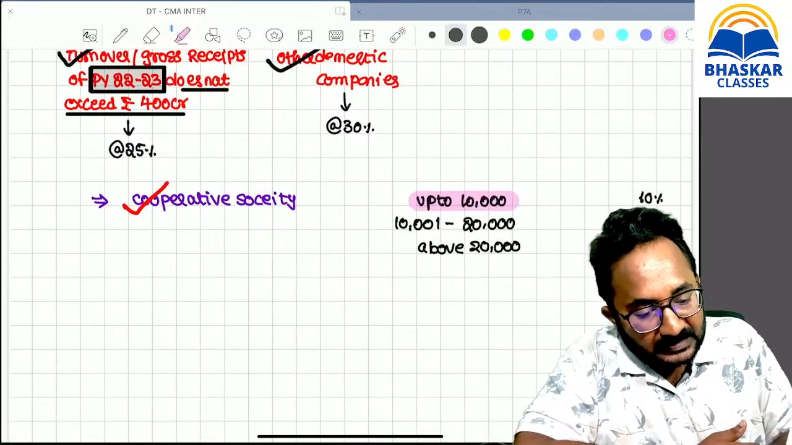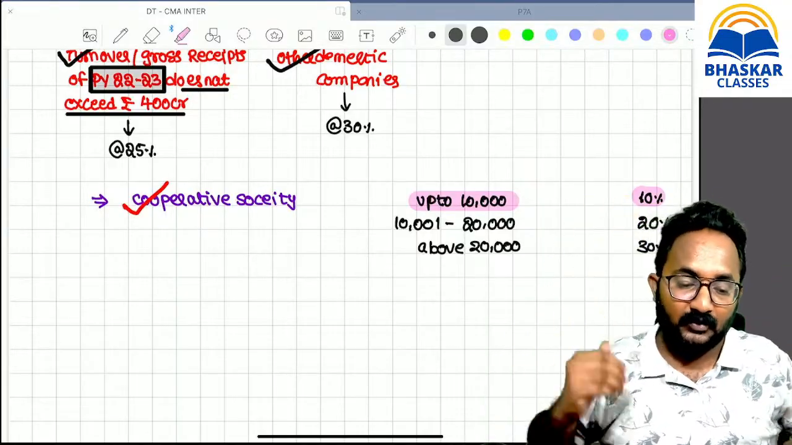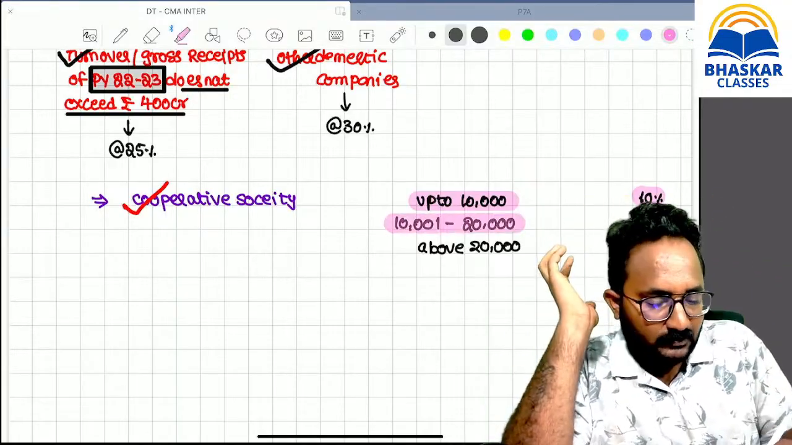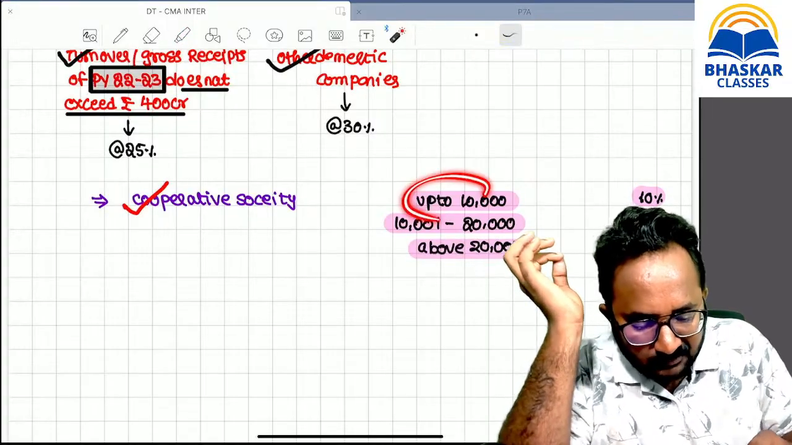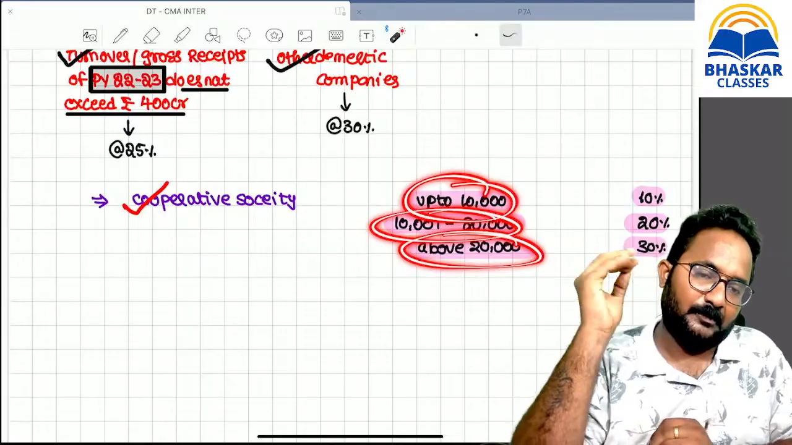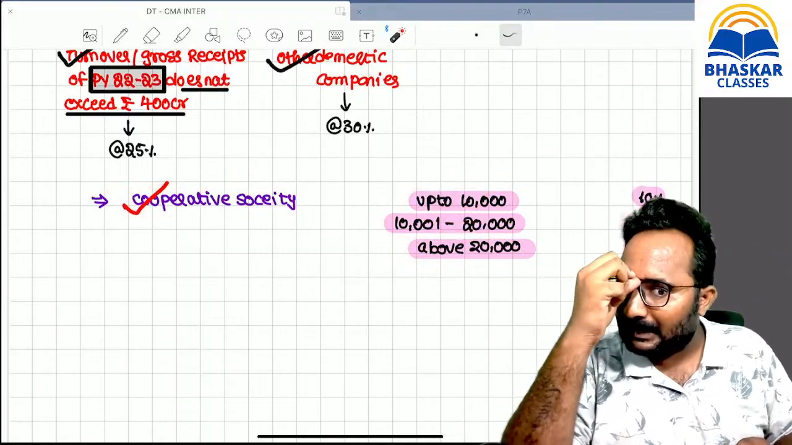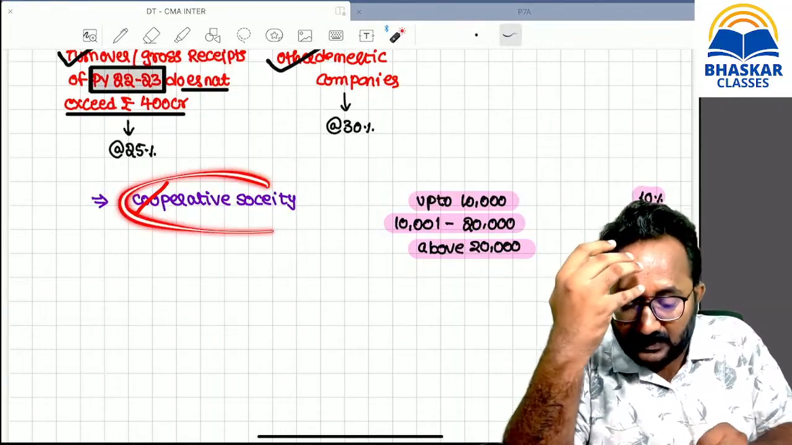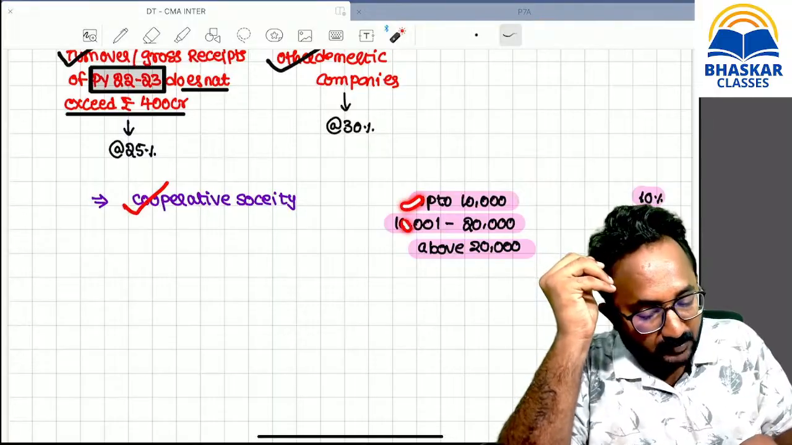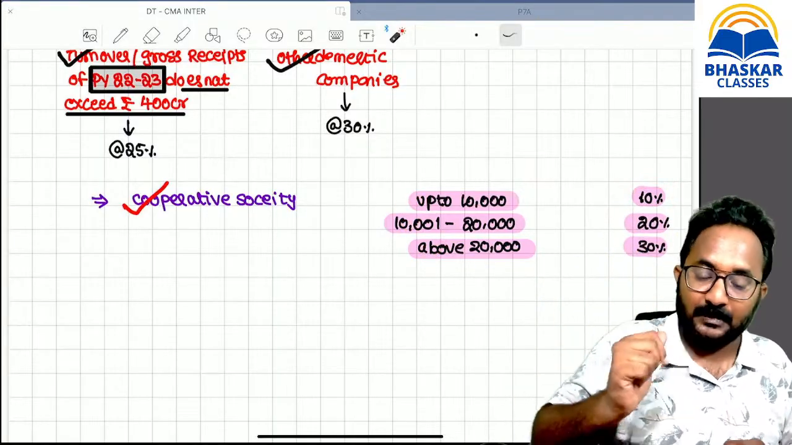Here we are following the slab rates only. Up to 10,000, 10%. Why? There is no basic exemption limit. That means from 1 rupee to 10,000 also we want to collect the 10%. 10,000 to 20,000, 20%. Above 20,000, 30%. Sir, why are they giving such small slabs? Because a cooperative society mostly has no profit or low profit. Their profit achievement is always minimum. So even though it is minimum, we want to collect the tax at 10%, 20%, 30%.